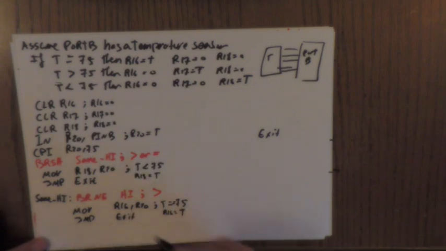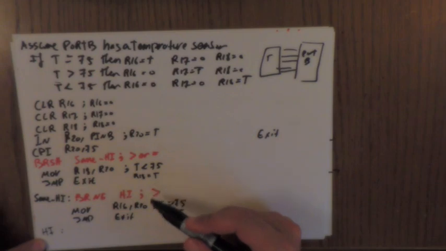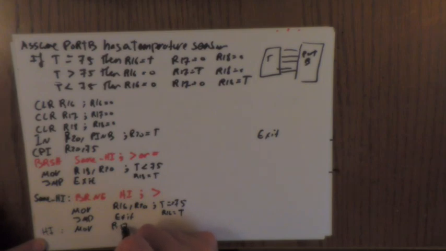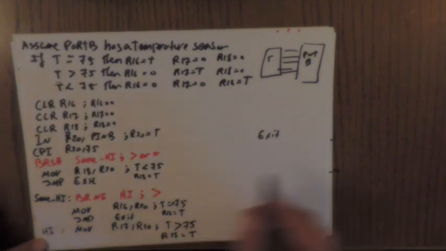The last case I have is at high, where I don't need any branch here because this is the last case. I just do move R17, R20, which means T is greater than 75 and R17 is equal to T, and exit is here, or you can place it here.